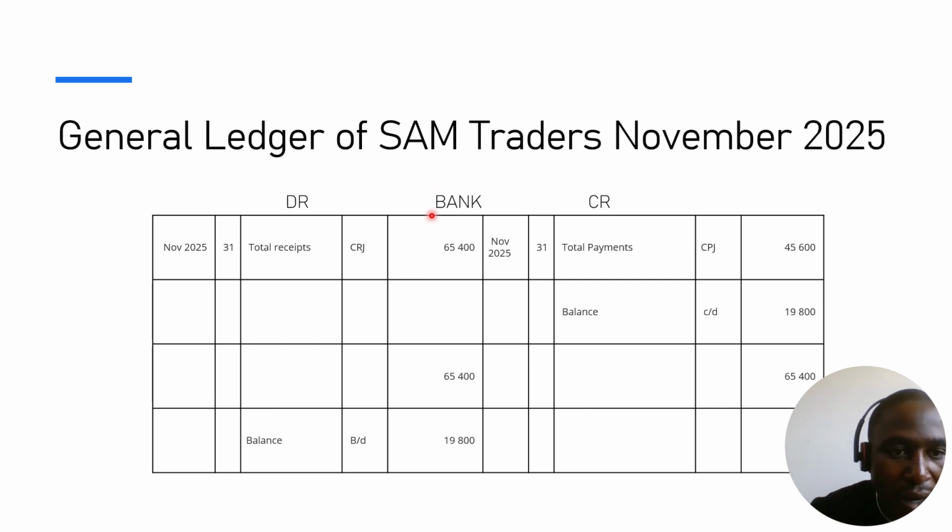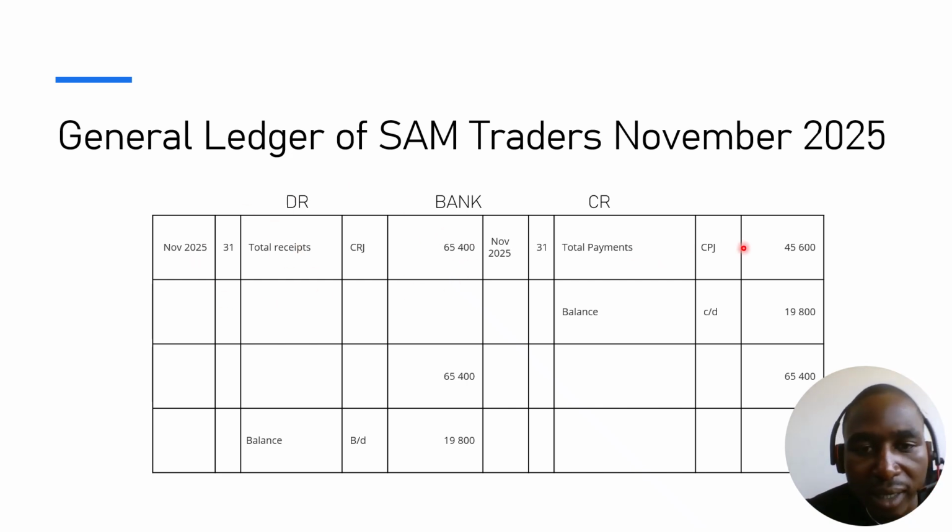This is our bank account. So on the date you write 31 November, because we compile our ledger at the end of the month. So we write 31st November 2025, and on the debit side you write total receipts, and on folio you write CRJ and you write your amount of 65,400. That is from the CRJ information.